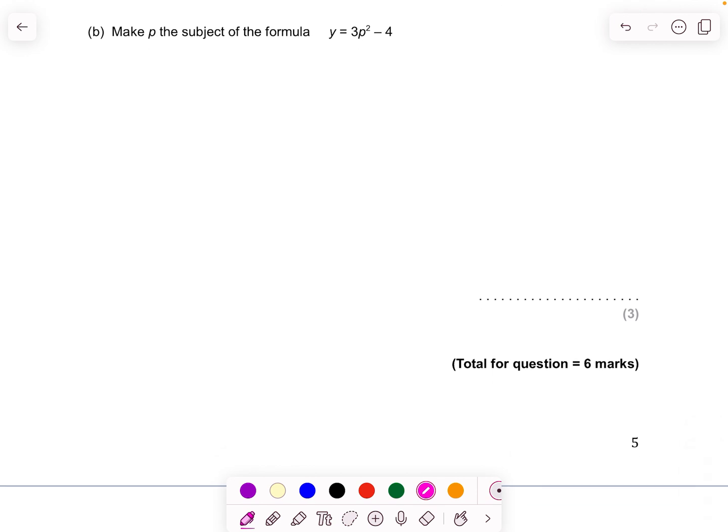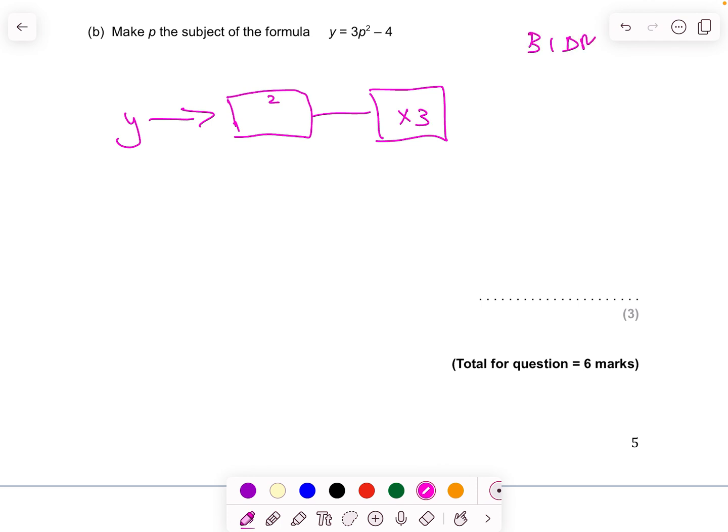Make P the subject. Okay, so there's lots of different ways. A flow diagram, let's quickly just check what's happening to P. The first thing that's happening to P is it's being squared. Then it's being multiplied by 3. Because remember, indices according to BIDMAS come before multiplying. So it's being squared, then multiplied by 3, and then last of all, take away 4. And that's P going in. And that gives us Y.